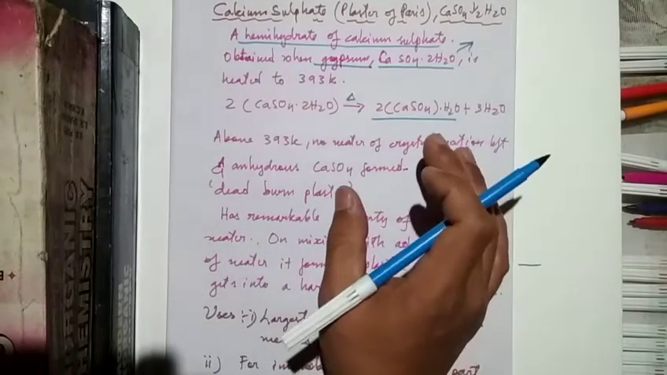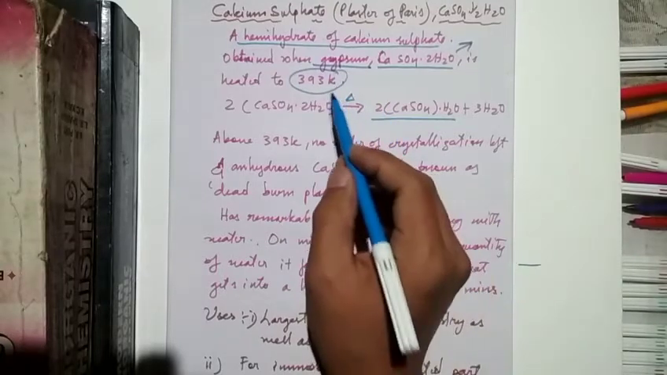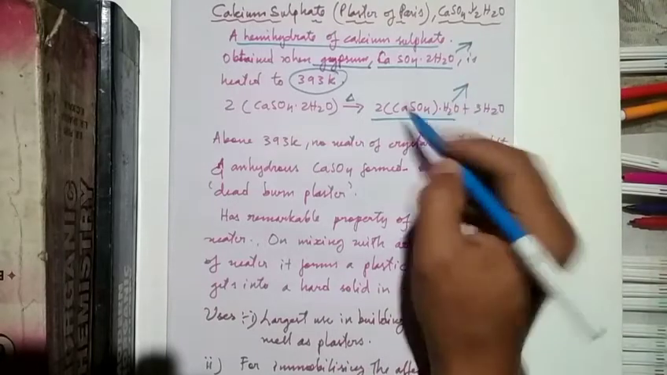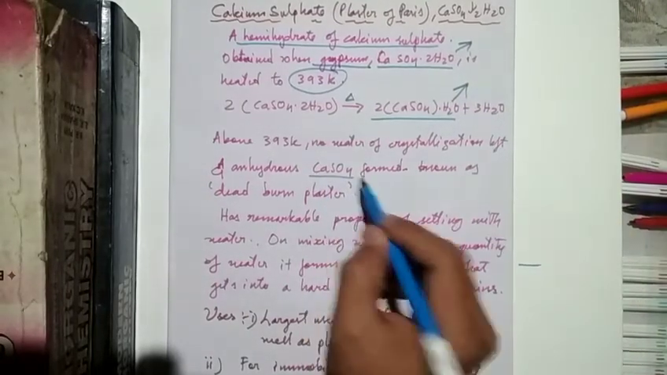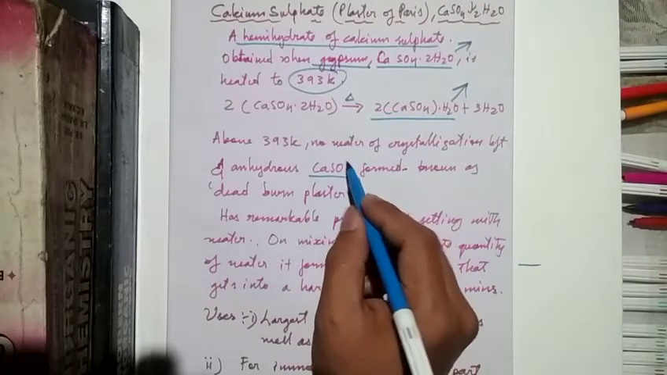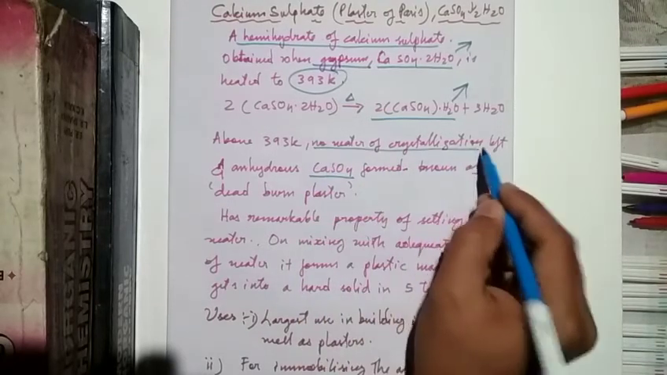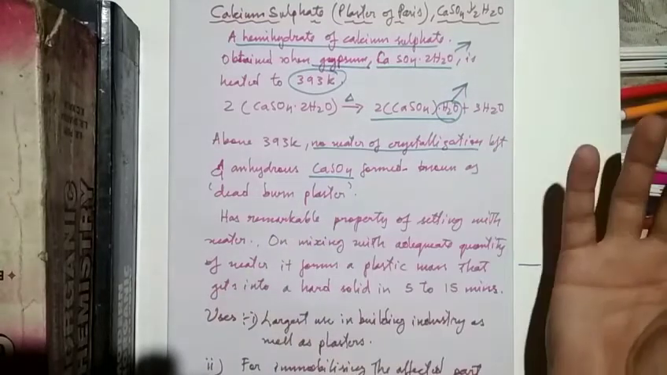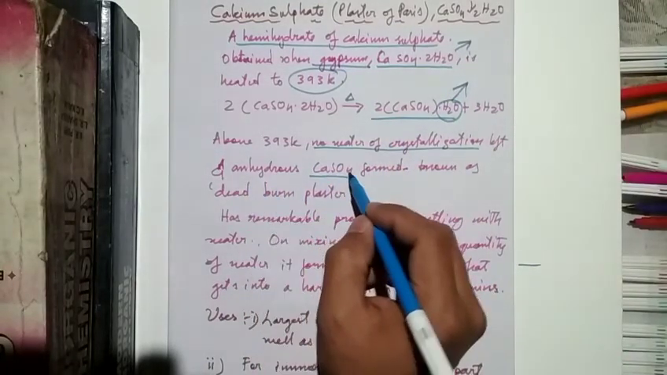So this should be carried out at 393 Kelvin. If we heat it above this temperature, this water gets removed or evaporated, and you will be left with only CaSO4, calcium sulfate. When we are left with no water of crystallization, that means it is evaporated, and we get anhydrous CaSO4.